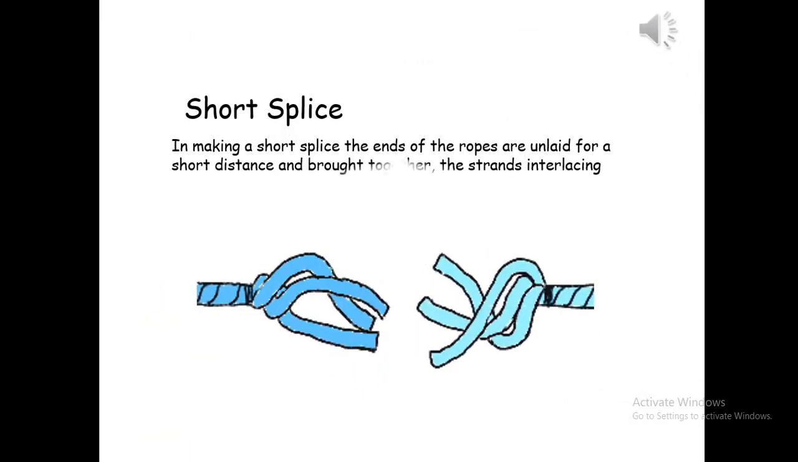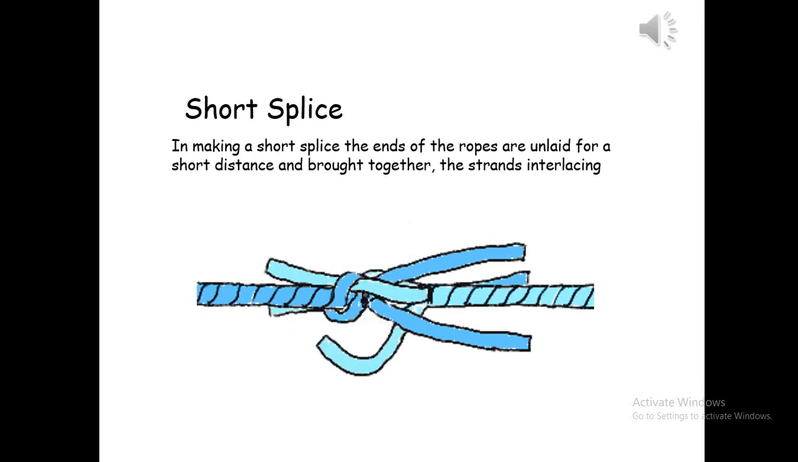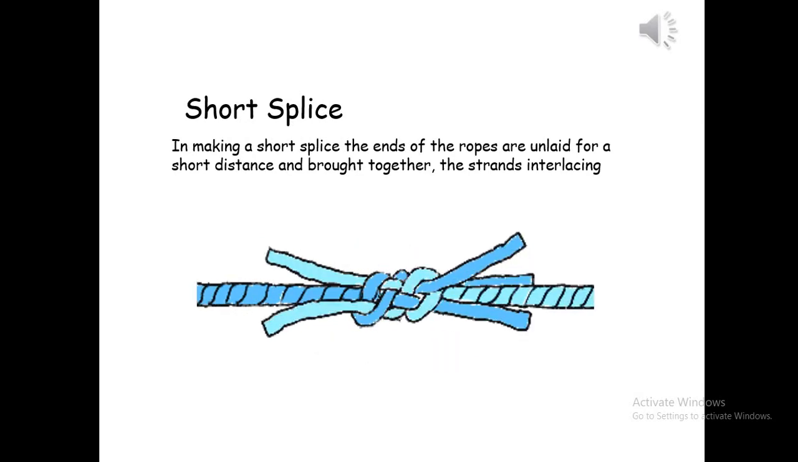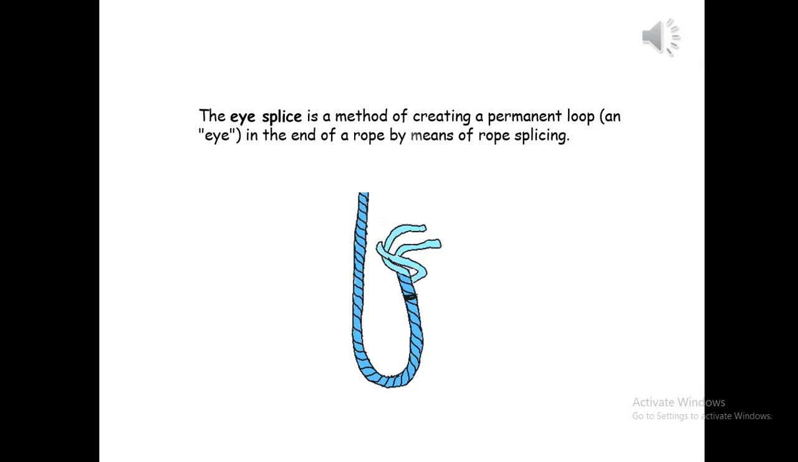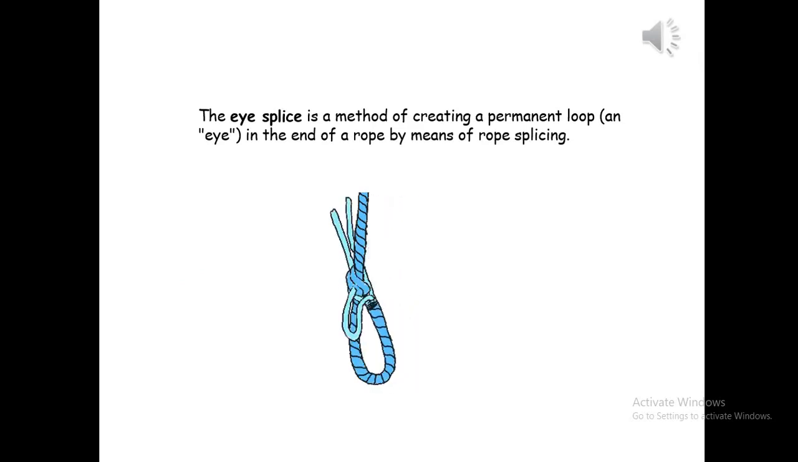Short splice. In making a short splice, the ends of the ropes are unlaid for a short distance and brought together, the strands interlacing. The eye splice is a method of creating a permanent loop, an eye, in the end of a rope by means of rope splicing.